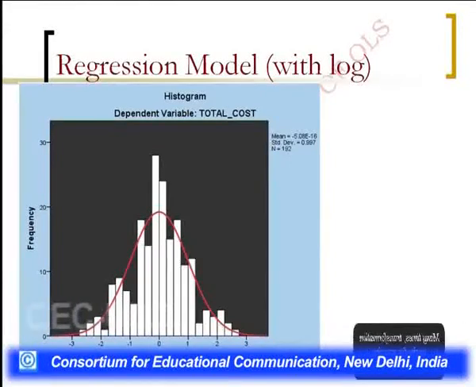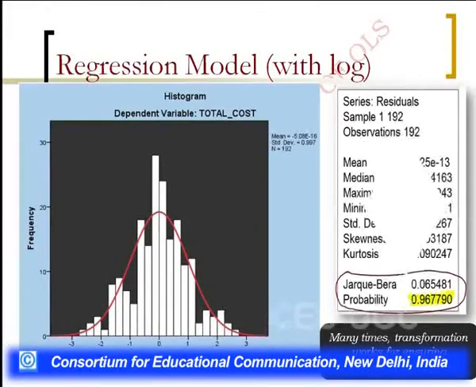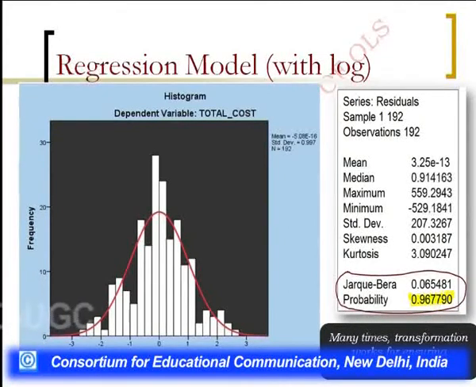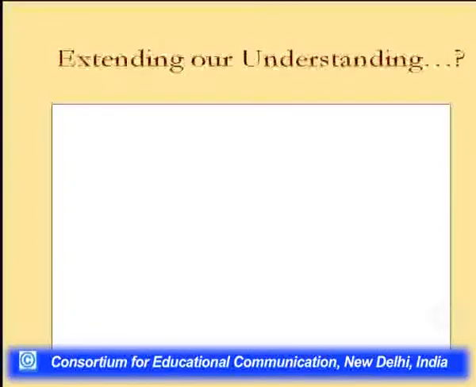Now this is a regression model with a log, and the previous one was a regression model without a log. You have seen here the Jarque-Bera is coming to 0.065 with a probability of 0.96. This is about how transformation works for ensuring normality.